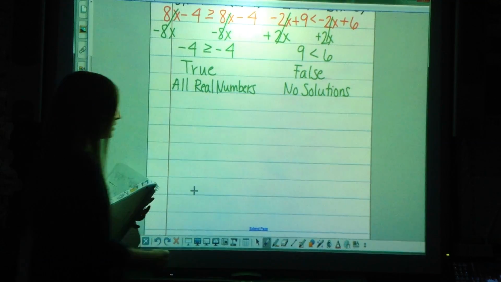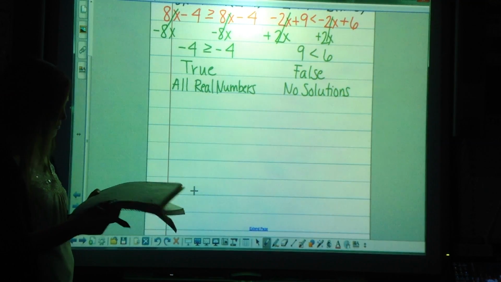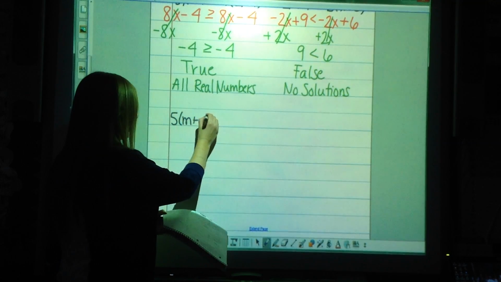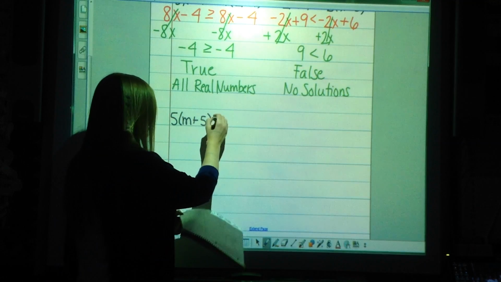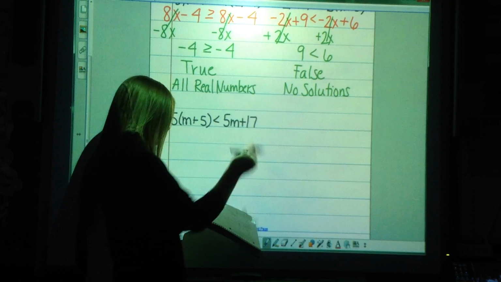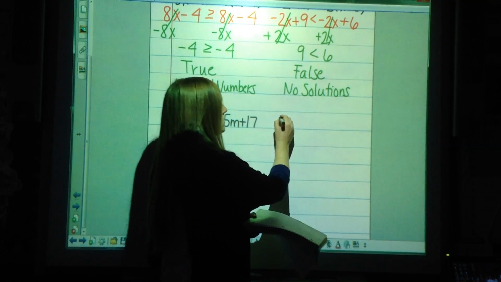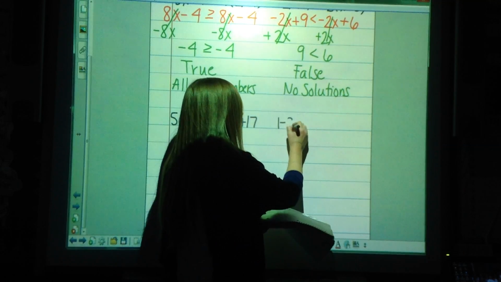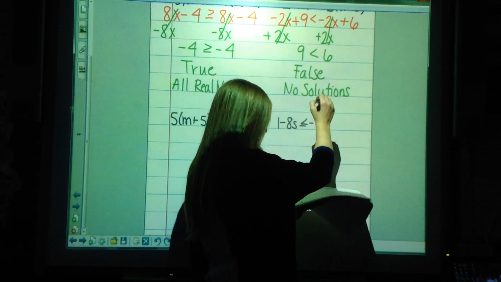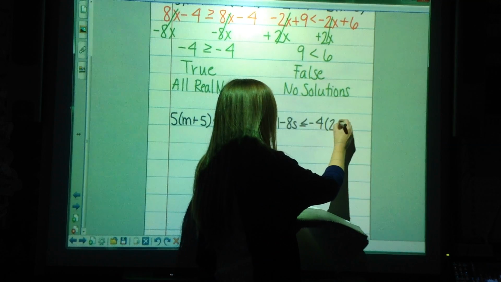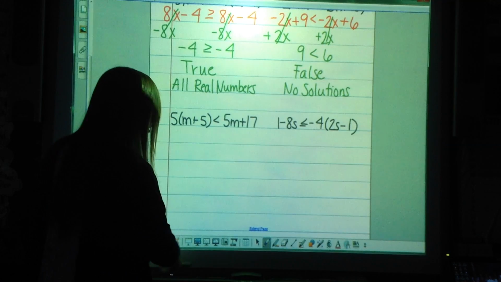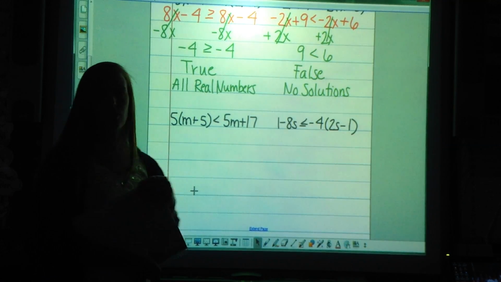Alright, your job is to solve these two problems. 5 times the quantity m plus 5 is less than 5m plus 17. The other inequality is 1 minus 8x is less than or equal to negative 4 times the quantity 2x minus 1. Make sure that you write down any questions that you may have.